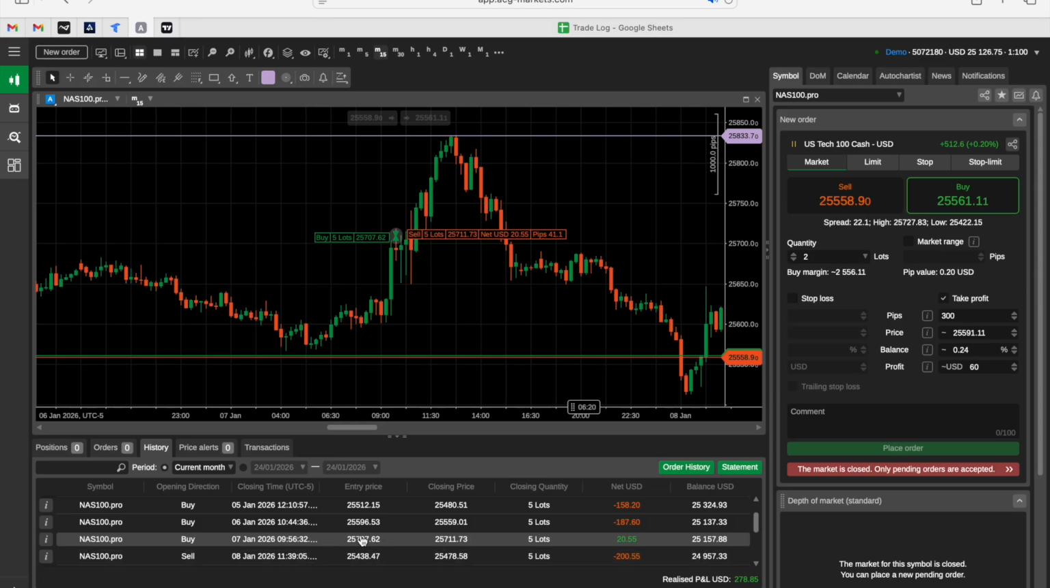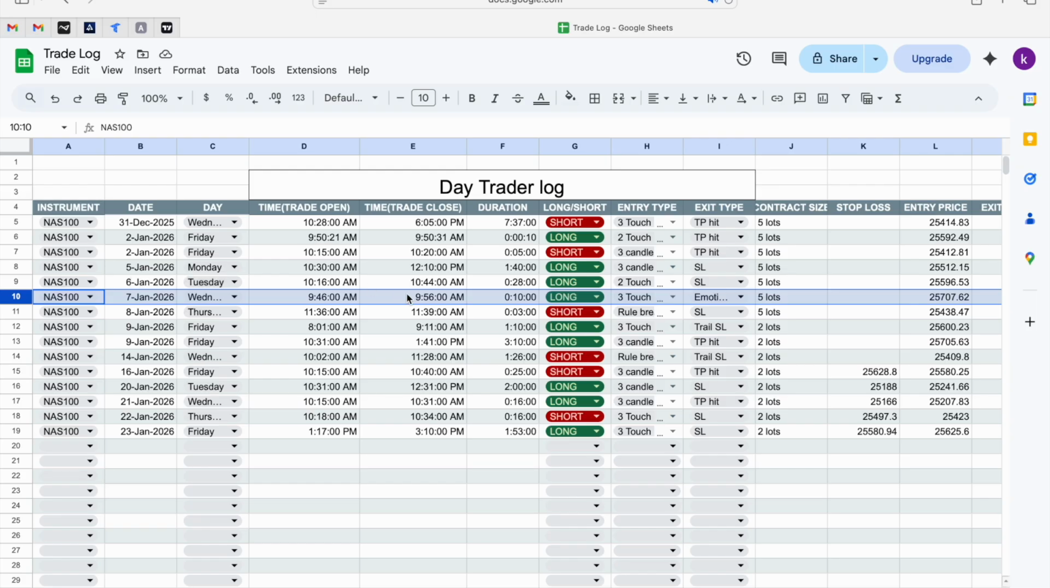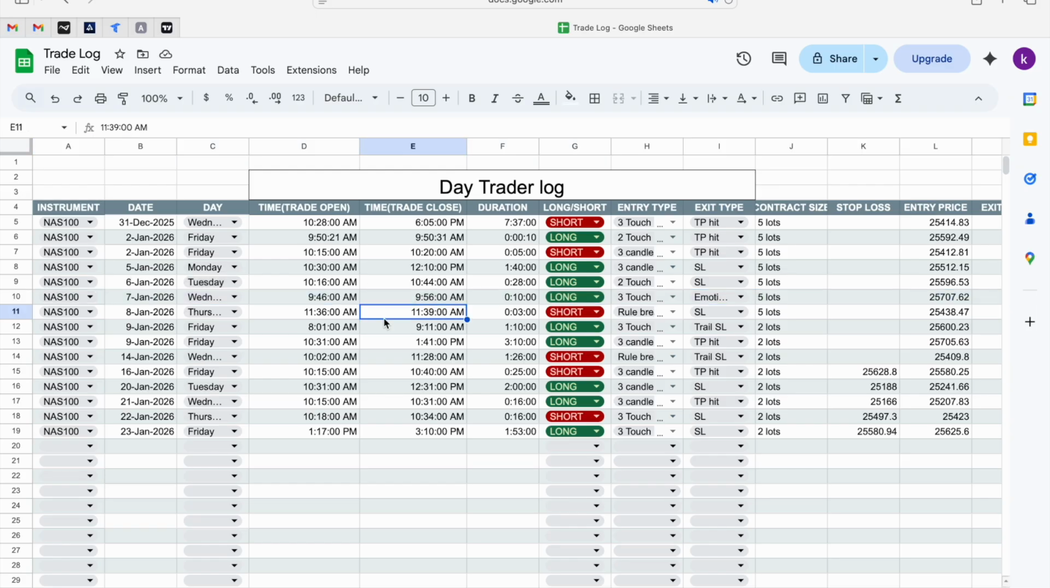As you can see here, it was a break-even trade. I was in the trade from 9:46 to 9:56, which means the market opened and maybe in the second candle itself I went into the trade. Usually I don't do it.